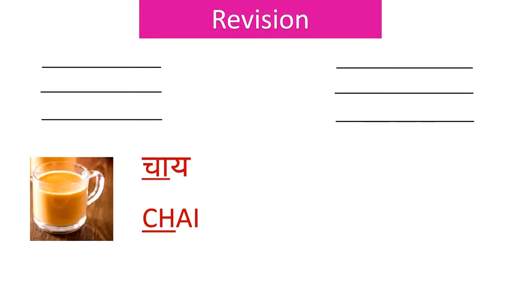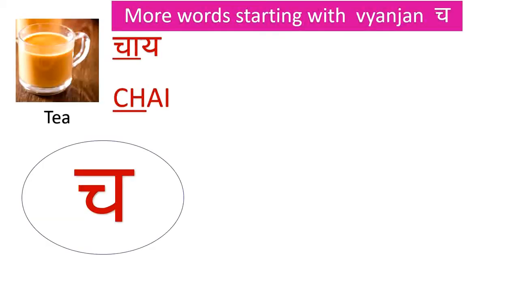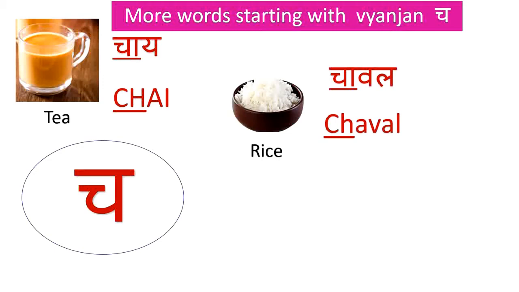Let's revise. Cha se chai. Cha se chhata. Observe, cha is without ha sound, chha is with ha sound. Cha se chai. Next word, rice.